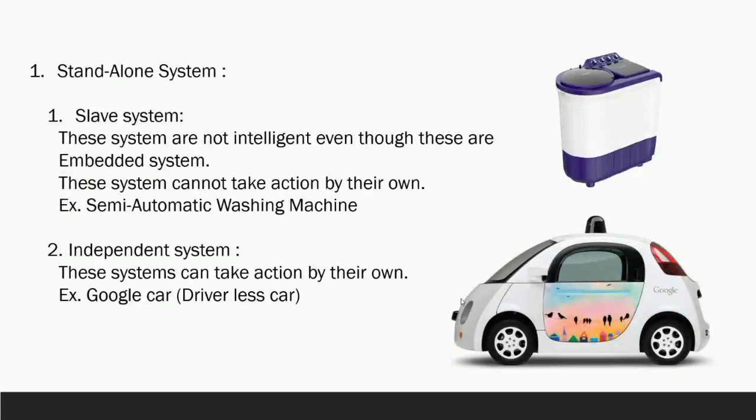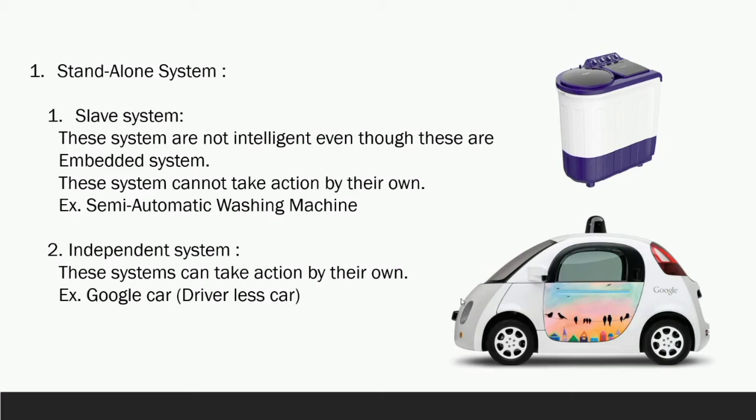Standalone system. In a standalone system, there comes a slave system. These systems are not intelligent, even though they are embedded systems. These systems cannot take any action on their own. For example, a semi-automatic washing machine.